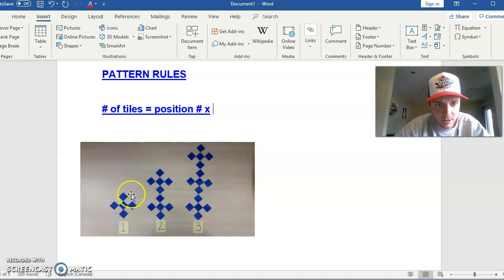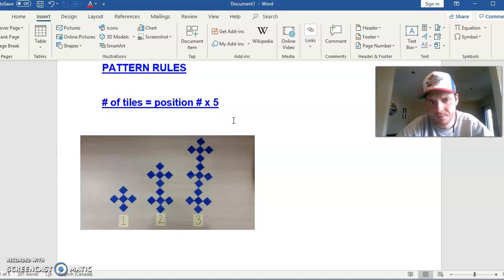Right? Number of tiles is number of tiles. Position number is what position it's at. And then times by how much it goes up. This example goes up by 5, so position number times 5. One going up by 10 would be times 10, one going up by 100 would be times 100, one going up by 2 would be times 2. Whatever it goes up by, that's what you're multiplying by.